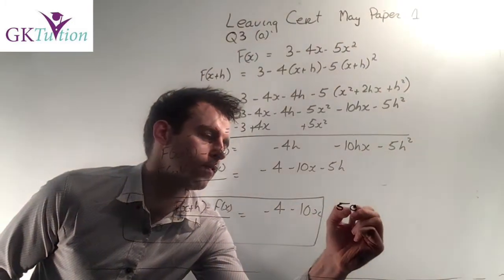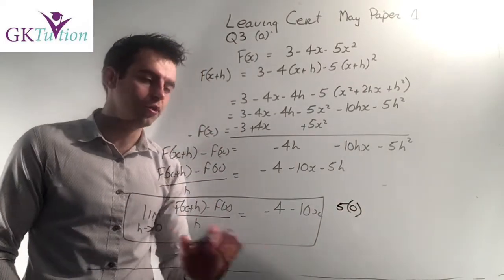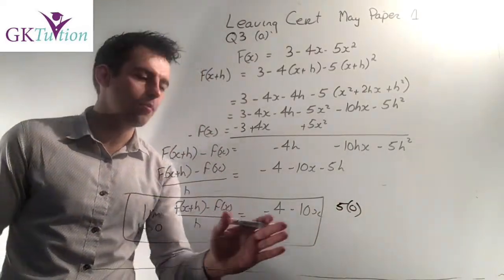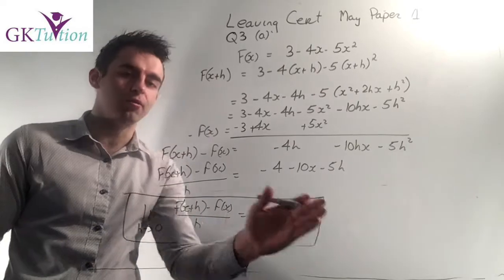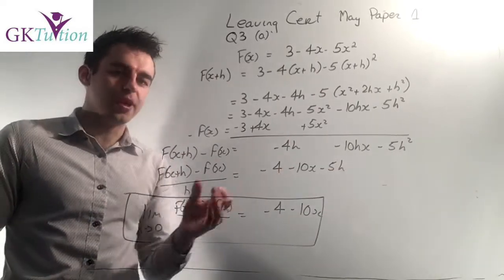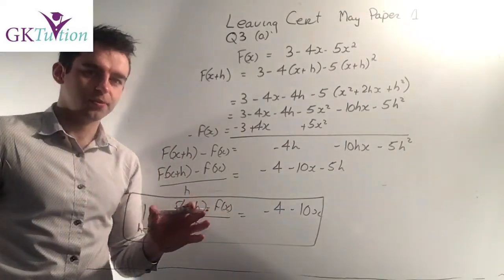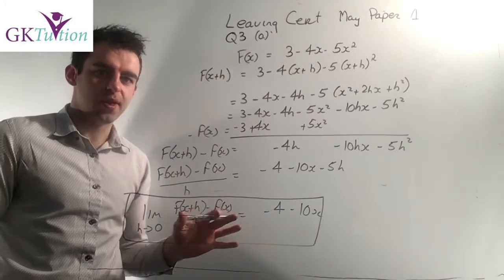So if you sub in 5 times 0, you're wrong. You'll lose the marks for that. Despite some of the marking schemes, if you look them up online, are wrong. If you sub in 0, then you'll lose marks. So you should be getting full marks in that.